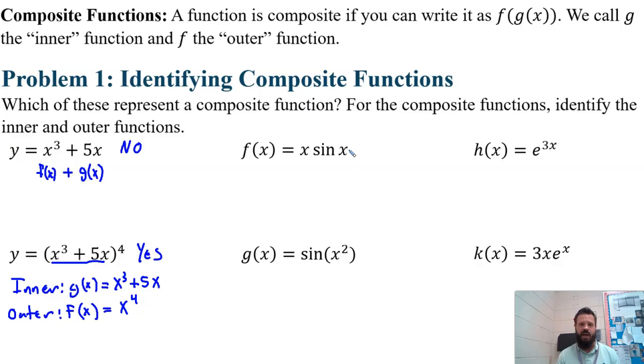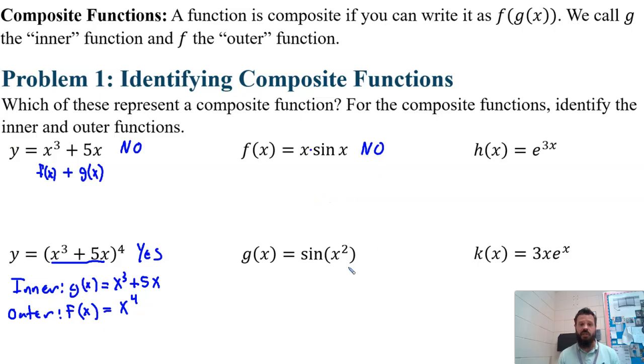Moving on up top, for this one, x times sine of x, I'm going to say no again. This is two functions just being multiplied together. We already know how to deal with the derivatives of functions multiplied together. That's our product rule. So in other words, not composite.